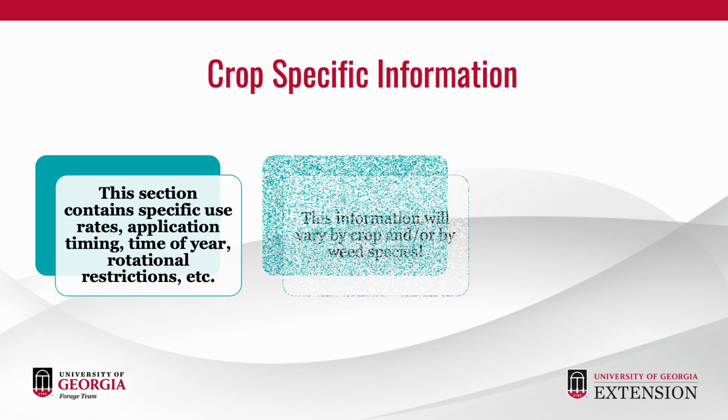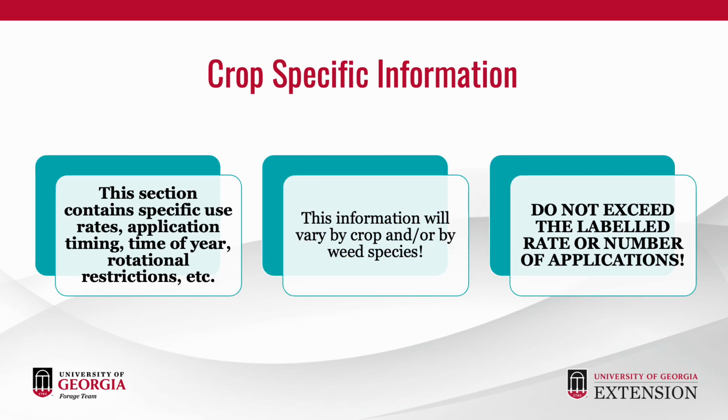So with our crop specific information, again, this is all going to be on that label. We want to make sure that we're using the specific use rate, application timing, time of year, and rotational restrictions. All of those things are going to be critically important in that weed control plan. It's going to vary by crop or weed species, and so we want to make sure that we're properly identifying everything out there, and not just guessing what weeds or what good grasses we may have.